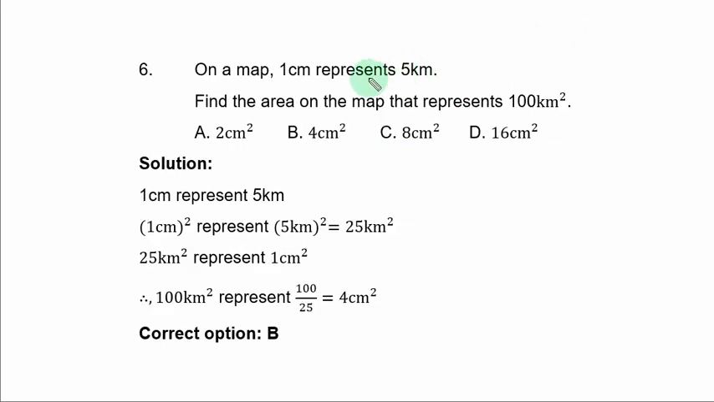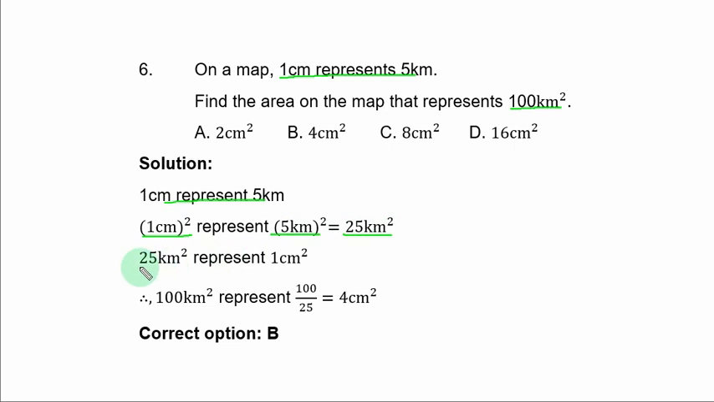Question 6. On a map, 1 centimeter represents 5 kilometers. Find the area on the map that represents 100 square kilometers. Okay, so this is the given unit. Now area is measured in squared unit, so let's convert this to square. So you have 1 centimeter all squared represent 5 kilometers all squared. That simply means 25 square kilometers.